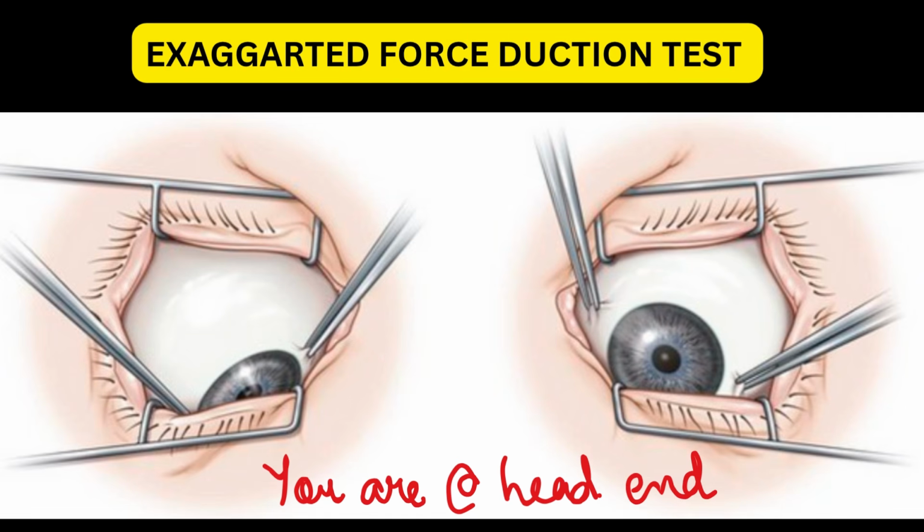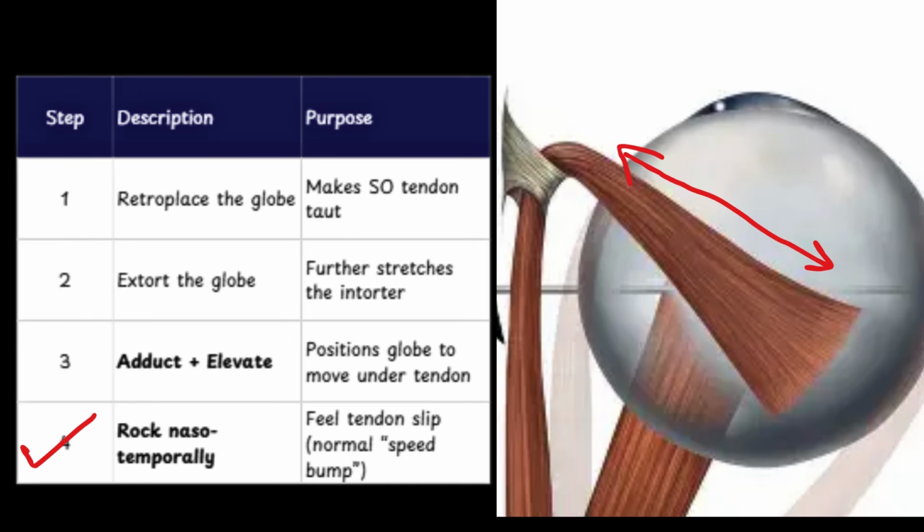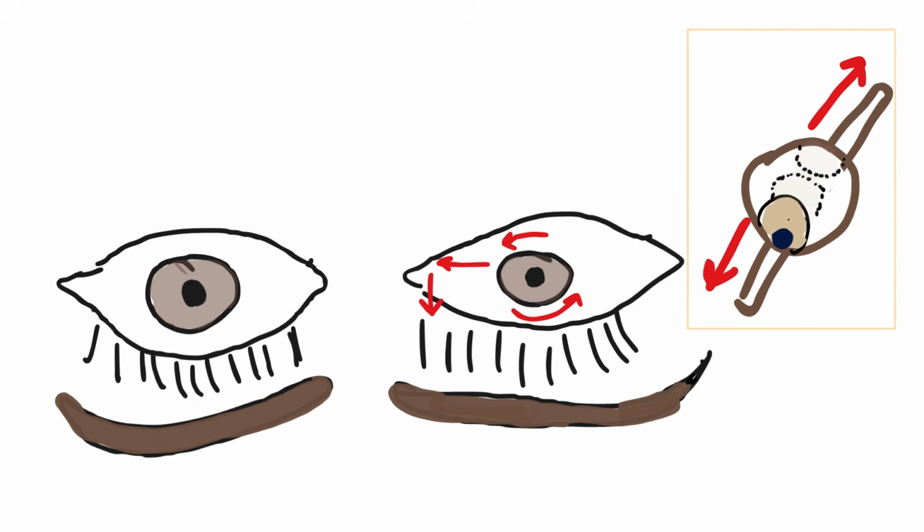Next, you proceed to the fourth step, wherein you rock the globe nasally and temporally. That's called nasotemporal rocking movement. So basically on that taut tendon, now you're going to roll your eyeball nasally and temporally, and feel for the tendon laxity. Normally, as you roll the eye back and forth across that tendon, you should feel a small rounded resistance like a normal speed bump. This is the normal tendon slip as it glides smoothly through the trochlea. You will feel a gentle rise in resistance and then a smooth release of the resistance.